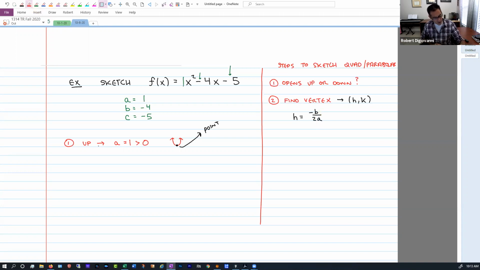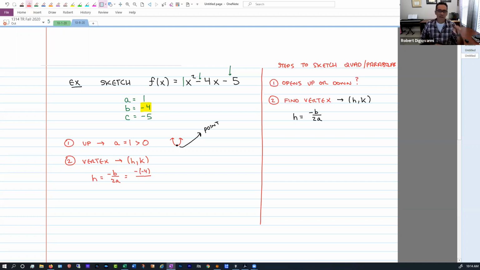Back with step 2, we're going to try and find the vertex, which means we need to find what h and k are. First, I know that h is negative b over 2a, because that formula was given to me. Now I have to find out what negative b is. This might be a little bit of a tricky part. b is negative 4, right? b is already negative 4. So what would negative 4 be?